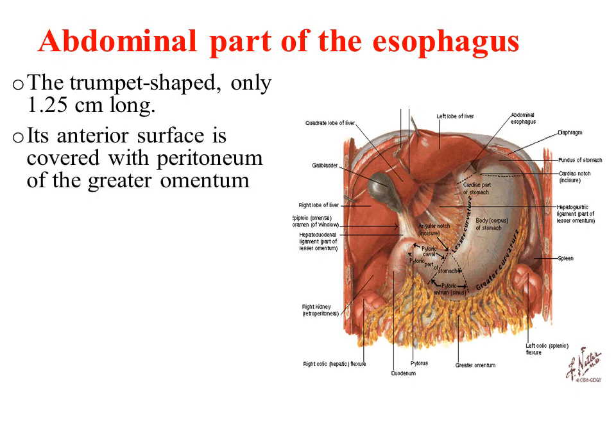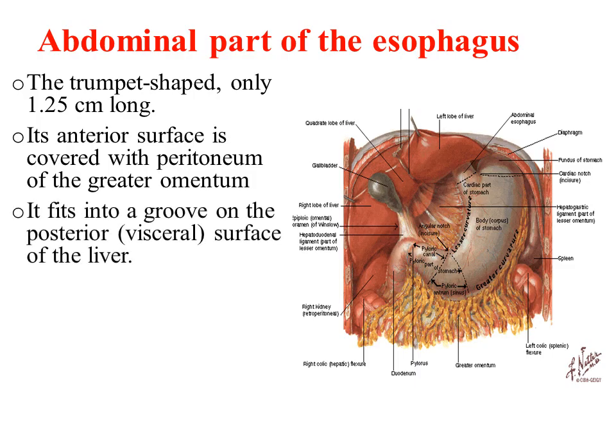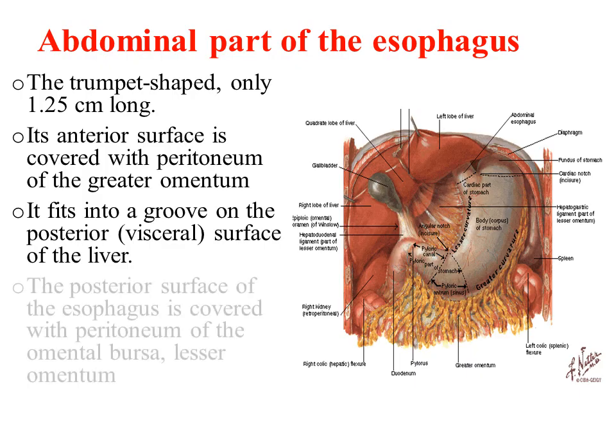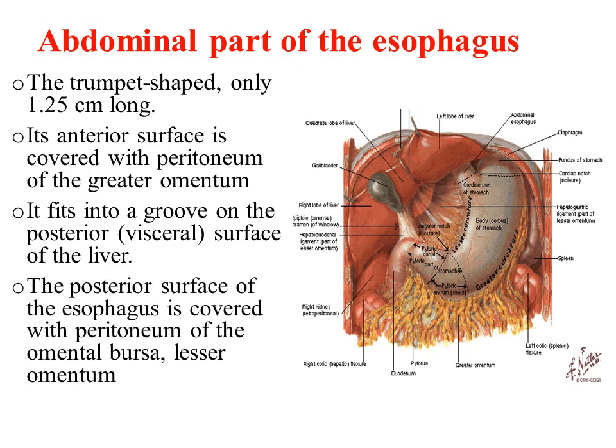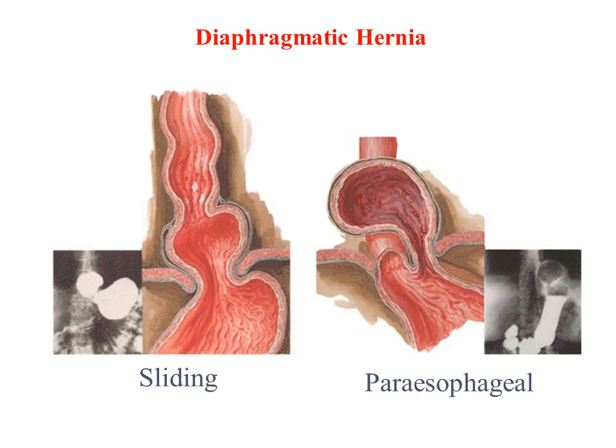The anterior surface is covered by peritoneum of the greater omentum. It fits into the groove on the posterior or visceral surface of the liver. The posterior surface of the esophagus is also covered by peritoneum of the lesser omentum or omental bursa. We have some clinical importance here: diaphragmatic hernia. We have two types, sliding hernia and rolling hernia. As you can see, on the left side is a sliding hernia, and the right side is a rolling hernia or paraesophageal hernia.